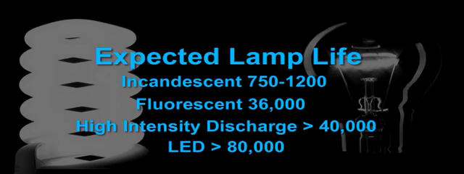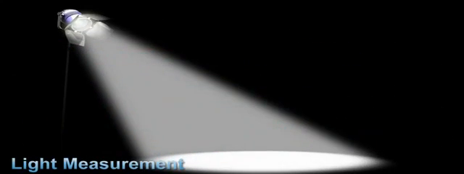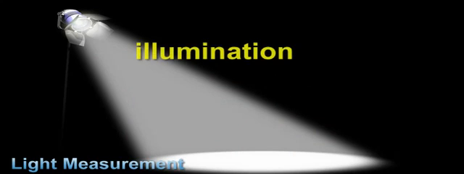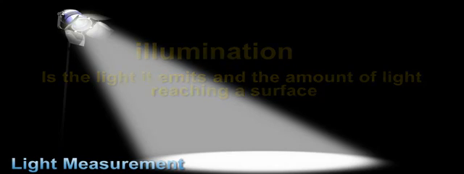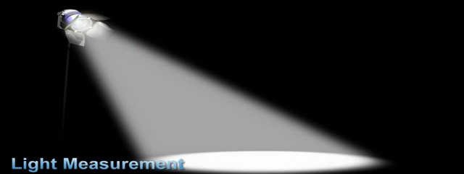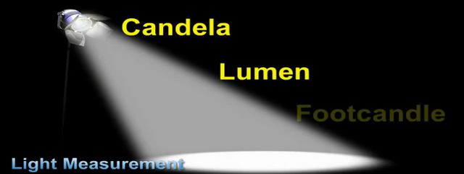Now that we understand the types of lamps and the expected operating hours, we will now review the basic concepts of light measurement. A lamp's illumination is measurable in terms of the light it emits and the amount of light that reaches a surface. The basic units of measuring light are the candela, the lumen, and the foot candle.